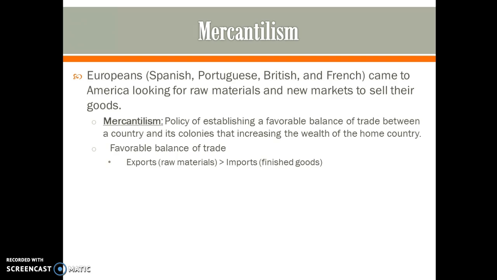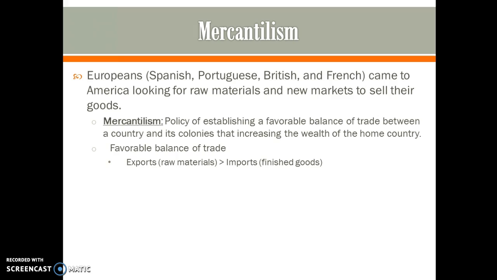So mercantilism is an economic policy that would establish a favorable balance of trade between a country and its colonies. And the whole goal of mercantilism is to increase the wealth of the home country. Okay? And the favorable balance of trade is in which the raw materials, the exports, are going to be greater than the imports, the finished goods.